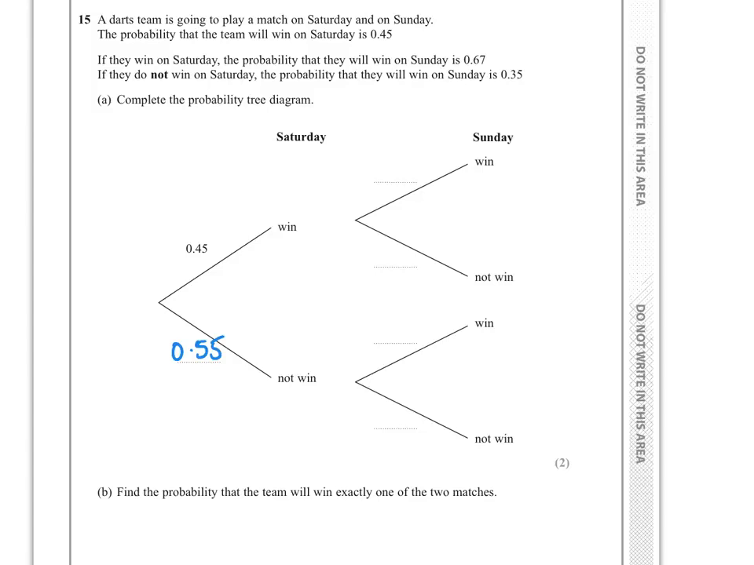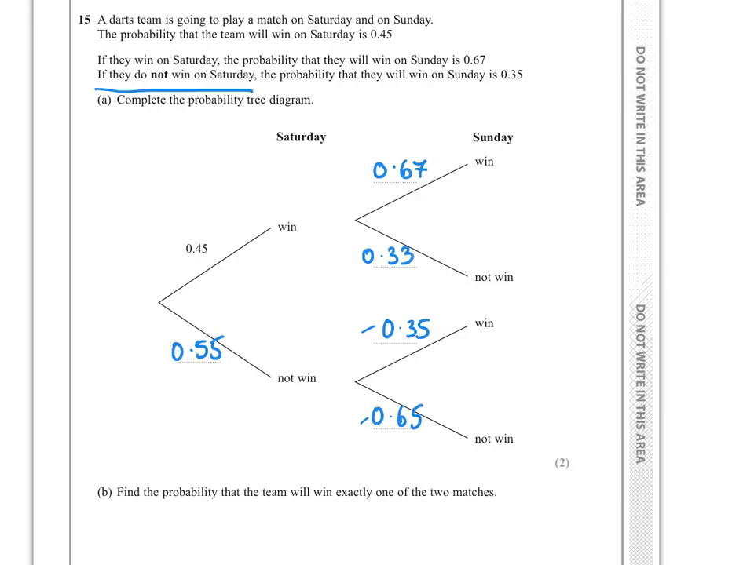And then it said if they win on Saturday, the probability that they win on Sunday is 0.67. And I originally put 0.33 here. Now that is correct, but then I went on to duplicate that here and here. But if they do not win on Saturday, then the probability they win on Sunday is 0.35. And then here, this is going to be 0.65, isn't it? So yeah, I made a silly mistake. That's not reading the question.